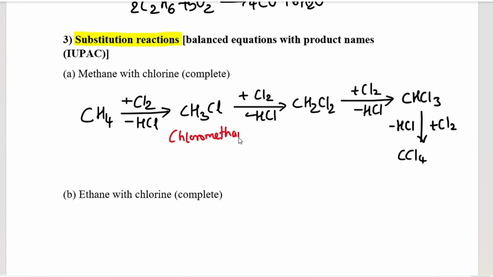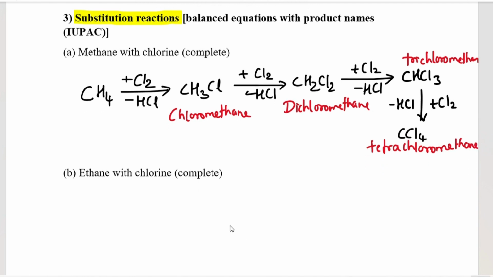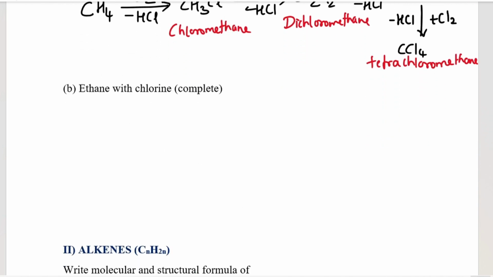Chloromethane. This is dichloromethane. This is trichloromethane. This is tetrachloromethane. Okay. Similarly, you can try to balance the chlorine reaction with ethane. Okay, we'll write here C2H6.